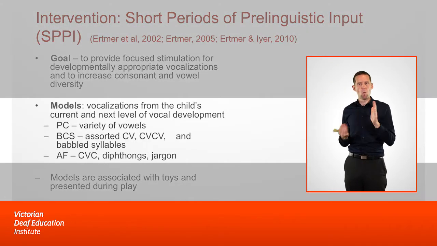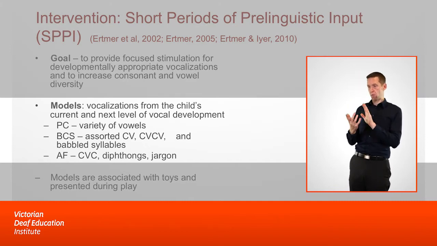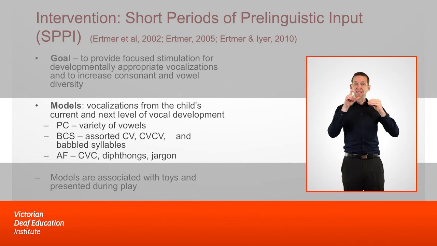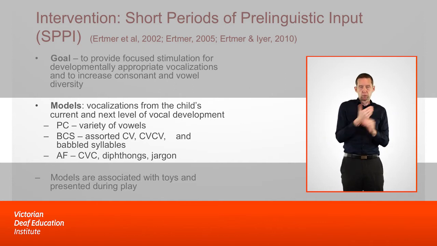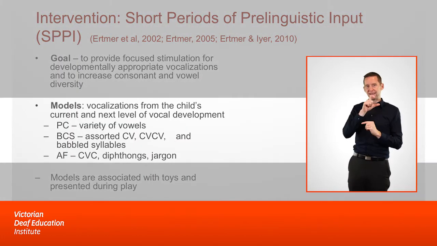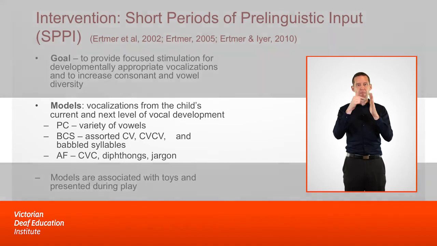So we model for the child vocalizations from the child's current level and the next level of vocal development. For example, if the child's at the pre-canonical level, we try to introduce a variety of vowels so they learn how to say ees and ahs and oohs in isolation. If they're at the BCS level, we introduce a variety of consonants with different vowels and different syllable shapes in babbling. And if they're at the advanced form level, we start introducing and modeling CVC sounds and diphthongs and jargon.